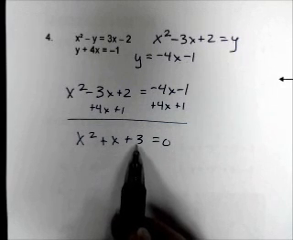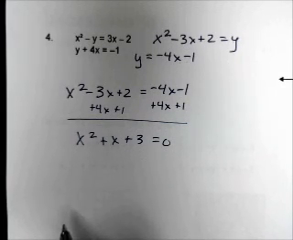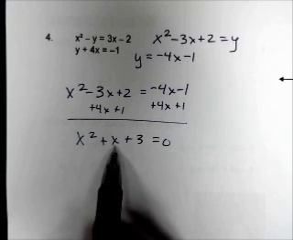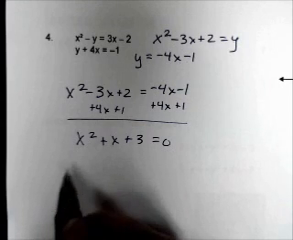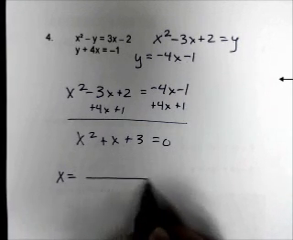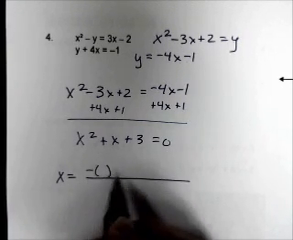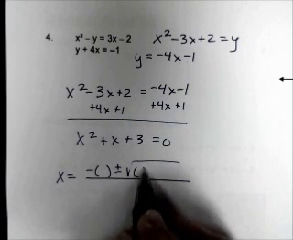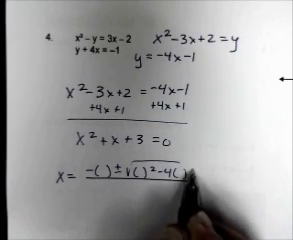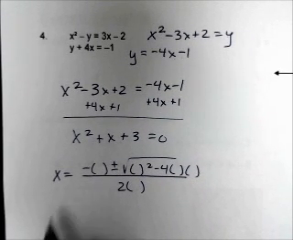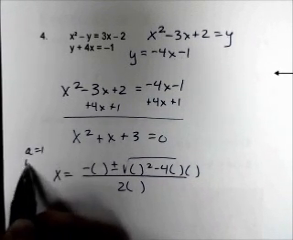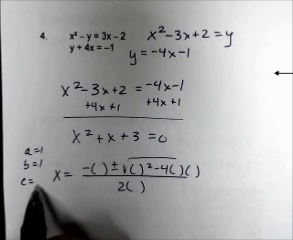We factor, there are no factors of 3 that add to 1. Complete the square. Well, let's go to the quadratic formula. X equals negative b plus or minus the square root of b squared minus 4ac all over 2a. So a is 1, b is 1, and c is 3.